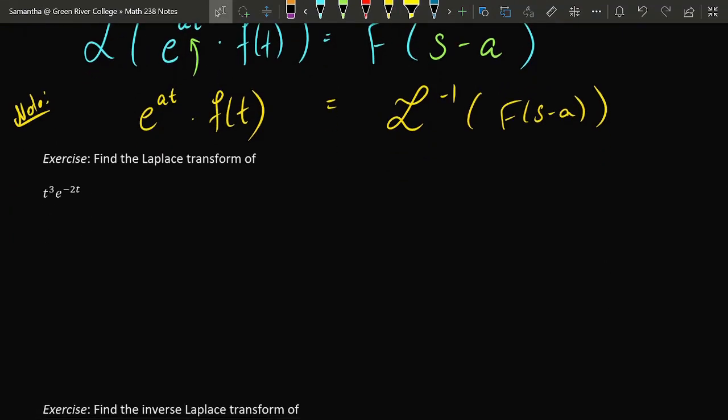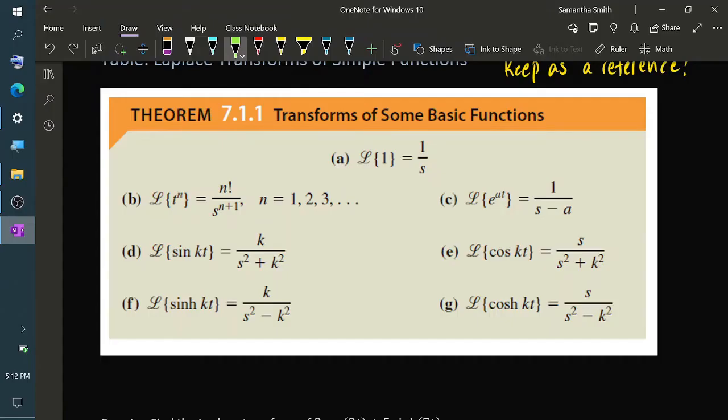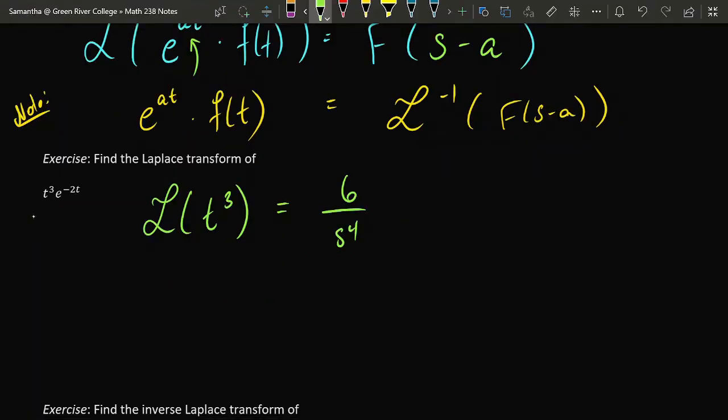So first, let's practice using this result in the forward direction. Let's find the Laplace transform of t cubed multiplied by e to the negative 2 times t. The first thing I'm going to do is find the Laplace transform of the function t cubed, which is being multiplied by this exponential. For that, I can just use the table of Laplace transforms given in theorem 7.1.1. That theorem says the Laplace transform of t to the power 3 is equal to 3 factorial divided by s to the power 3 plus 1. So 6 divided by s to the 4th power.